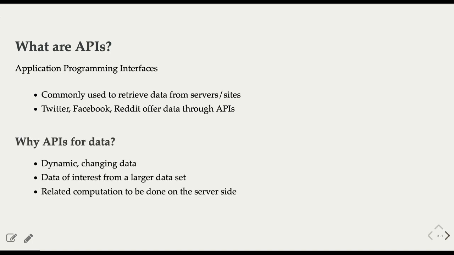With the related APIs, you can offer dynamic changing data, and people from the client side can focus on data of interest from a large data set instead of having to take care of the entire data set, because related computation can be done on the server side instead of the client side. So the client side can focus on the data itself without worrying too much about the computational cost or the logic to analyze it.